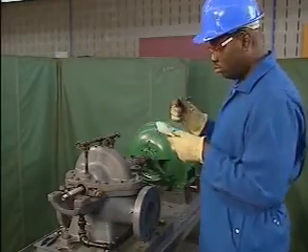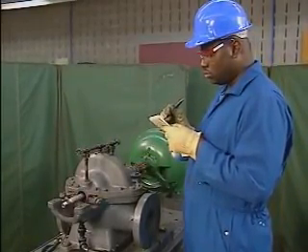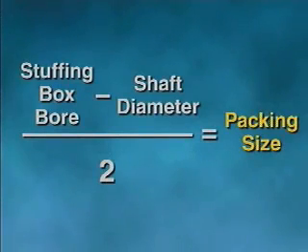Using these 2 measurements, the mechanic can determine the size of the packing rings using a simple formula. To find the packing size, he subtracts the diameter of the shaft from the bore of the stuffing box and then divides the result by 2.